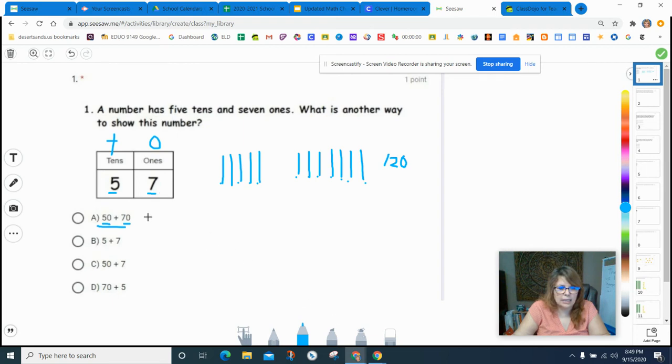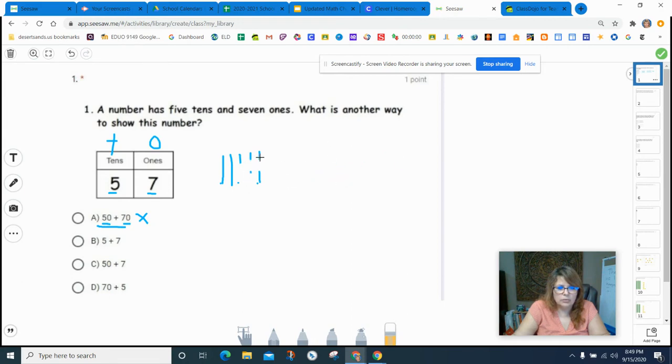So this is not a good choice. So I'm going to not choose that one. So remember, we need to find another way to show 57. So now I look at my next choice, which is 5 plus 7. I'm going to write 5 plus 7.